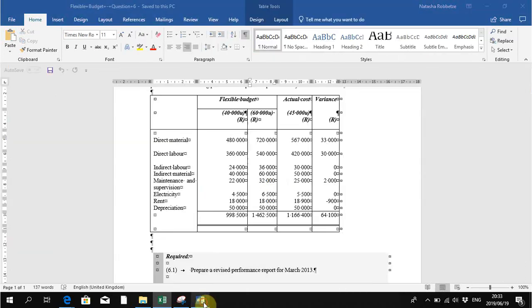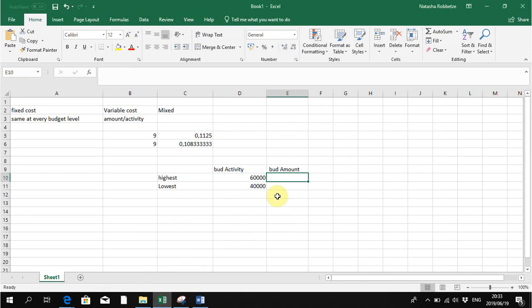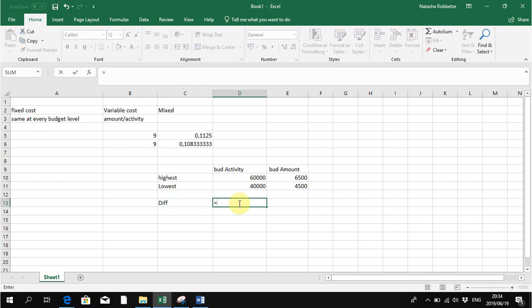The electricity for 60,000 units was 6,500, and it was, I believe, 4,500 for the lowest activity. Now I'm going to calculate the difference, and the difference is calculated by saying highest minus the lowest.